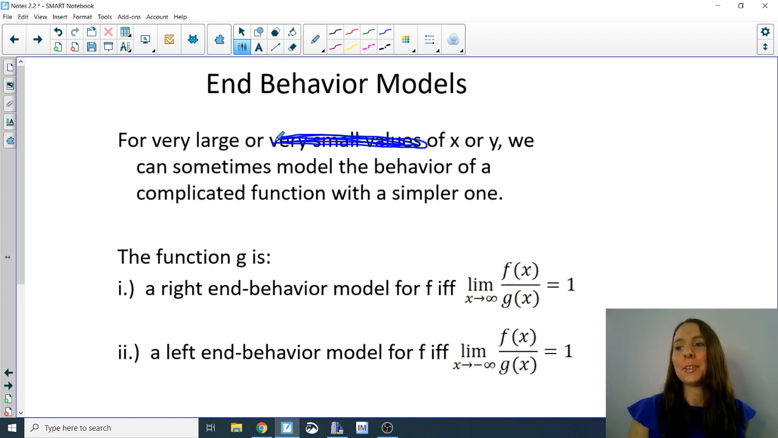Anyway, so when we're moving out toward infinity or negative infinity, we can model the behavior of a complicated function with a simpler one. And we do that using this definition. Notice it says the function g is an end behavior model for f if you can take f divided by g, take the limit as x approaches infinity, or notice here the limit as x approaches negative infinity, that's the left end, and you get 1. If you get 1 when you take this limit of this quotient, that's how you prove that you have an end behavior model.